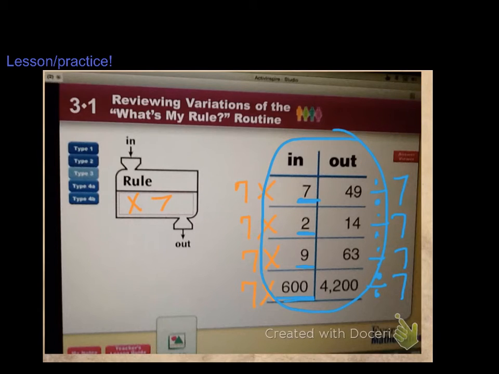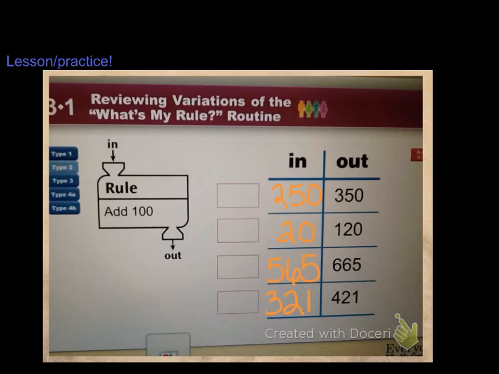Okay? So if we're looking at what we put in, we plug in this 7 up here, and if we take 7 times 7, we're going to get 49 out. If we put 2 in and times 7, we're going to get 14 out. Okay. We're going to go back.